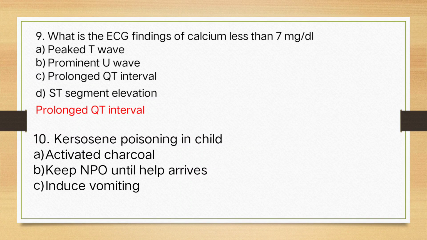Next one, kerosene poisoning in a child. What can be done for kerosene poisoning in the child over 2 years? Activated charcoal, keeping NPO until help arrives, or induced vomiting. So activated charcoal can be given, and in some cases we can induce vomiting in the child.